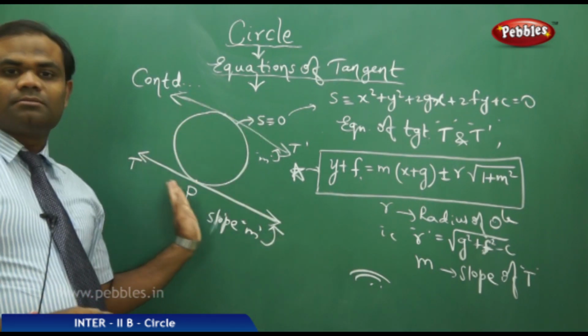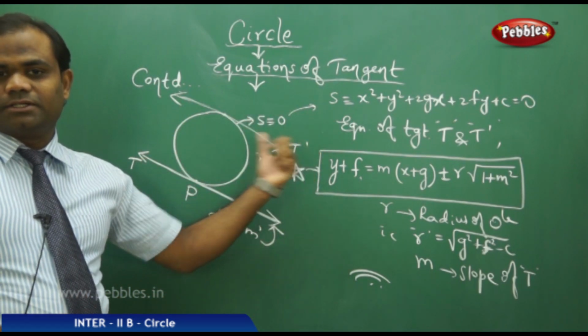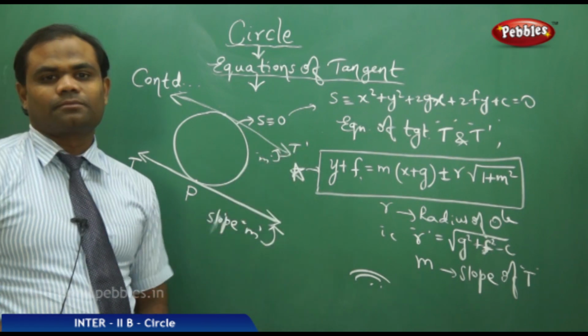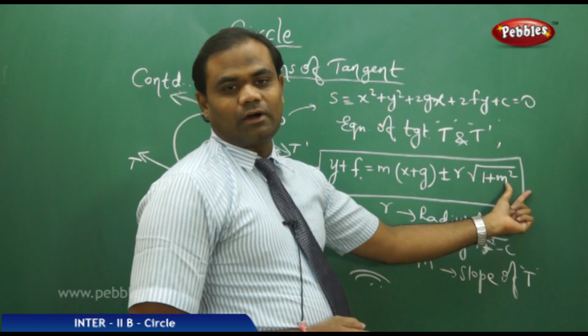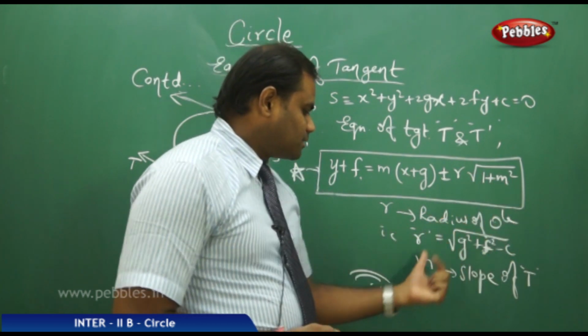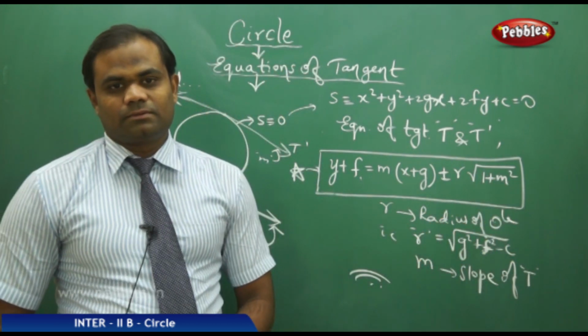The two lines parallel to each other and the tangents for the circle S equal to 0 are given by this equals this plus or minus r times this. R is the radius and m is the slope.